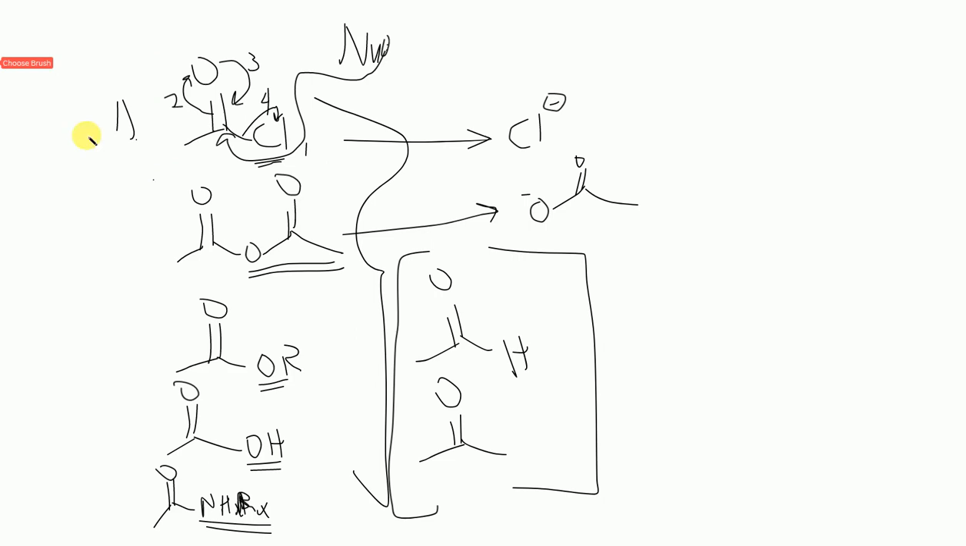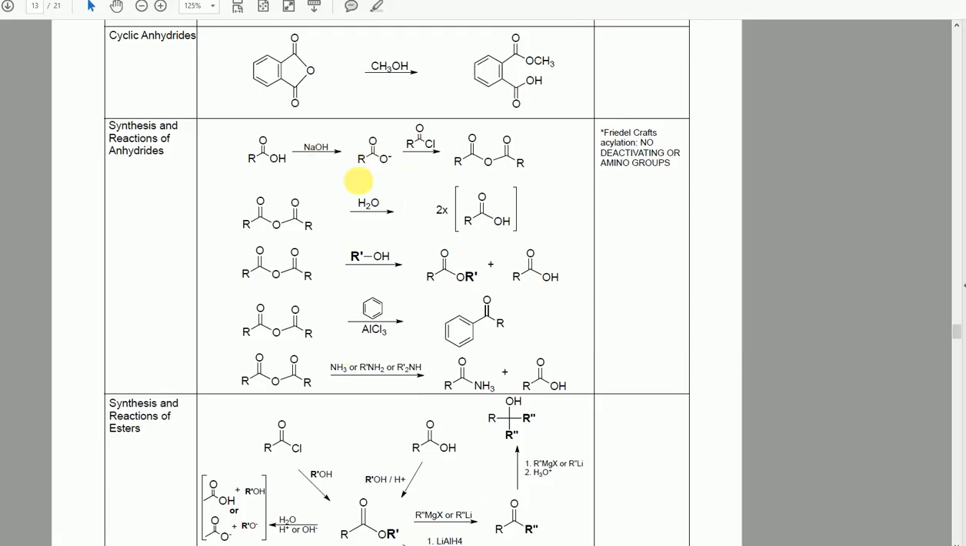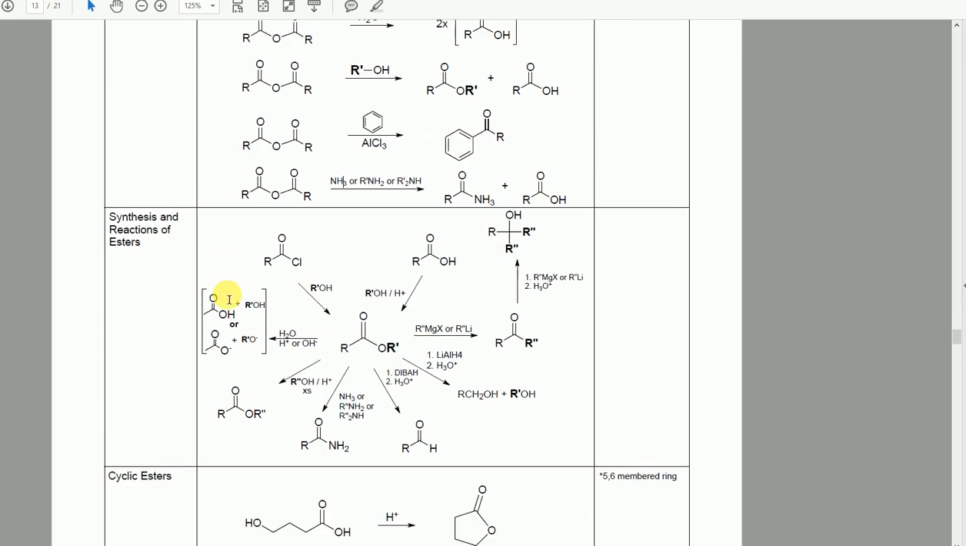All right, so going back to the reactions, that makes sense that I can use H2O to form a carboxylic acid, I can use an alcohol to form an ester, and I can use amines to form an amide. And all these are less reactive than the anhydride, and that's how it will always work.